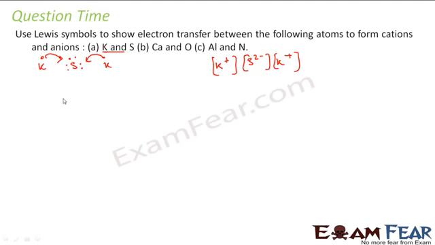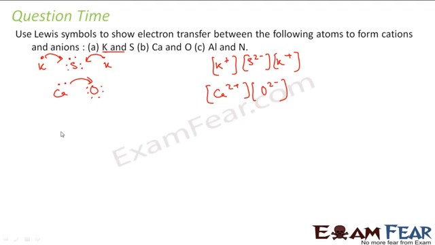If we talk about calcium and oxygen, calcium has 2 extra electrons, oxygen has 6 valence electrons. So calcium will be eager to give these 2 electrons to oxygen. So it will become calcium 2 plus and oxygen 2 minus. Correct?